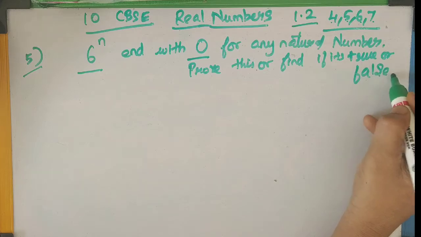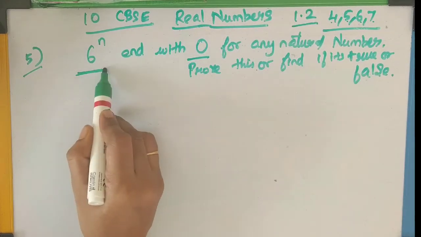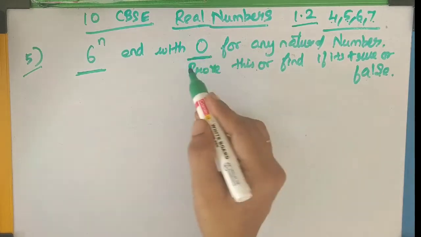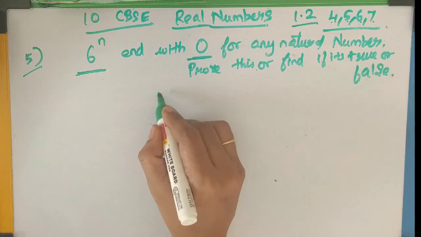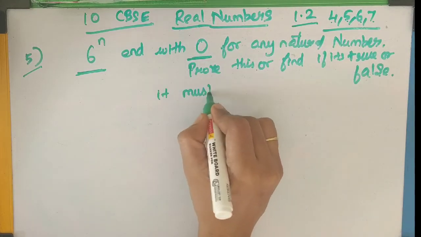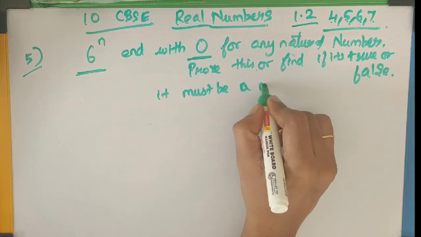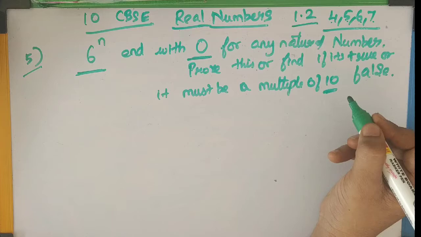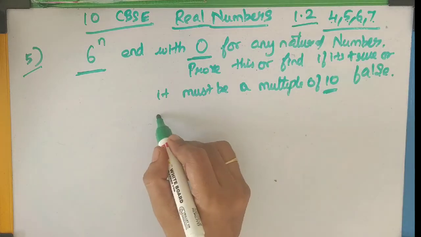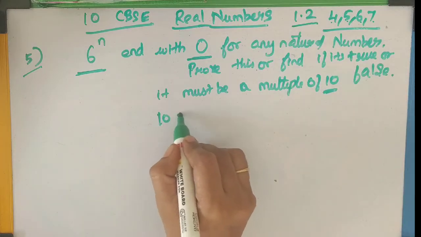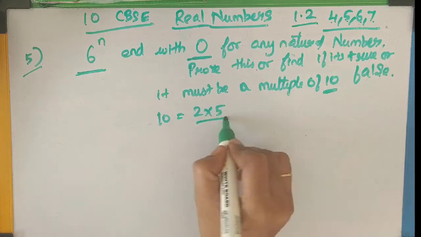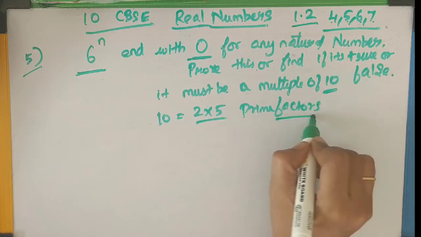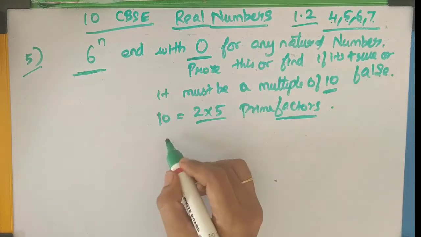Now, we have to prove that 6 power n ends with 0. If any number ends with 0, it should be a multiple of 10. Correct? Do you agree with me? Now, how to find the prime factors of 10? There is nothing to find. The prime factors of 10 are 2 and 5. 2 into 5 is 10. So, if a number should end with 0, it should be a multiple of both 2 and 5.